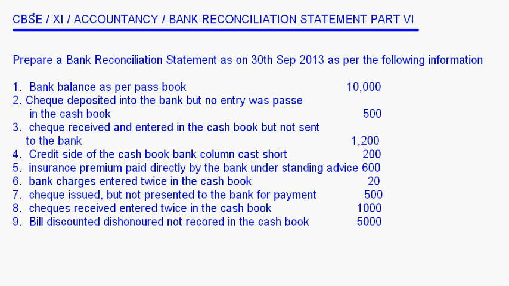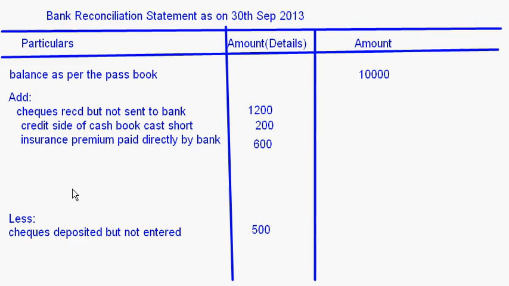Fine. Okay, now the next one. Bank charges entered twice in the cash book. So bank charges entered twice in the cash book means the actual bank charges is 20 rupees, whereas in the cash book it has been entered twice. So it has been entered as 40 rupees there. So the cash book balance goes down by 20 rupees, is less by 20 rupees. So it should be deducted here, right? So this is bank charges 20 rupees.